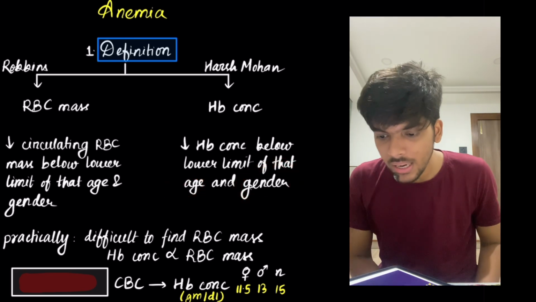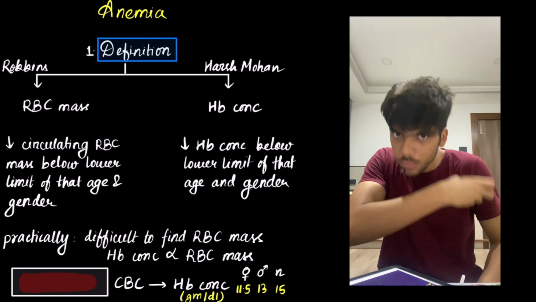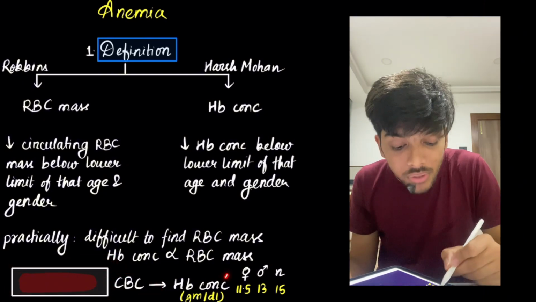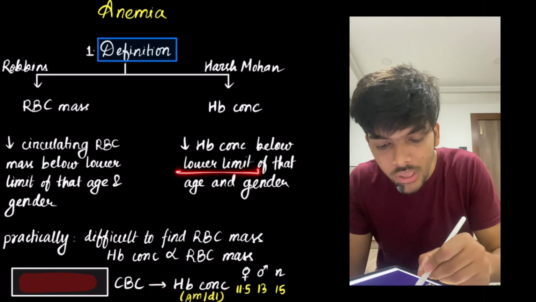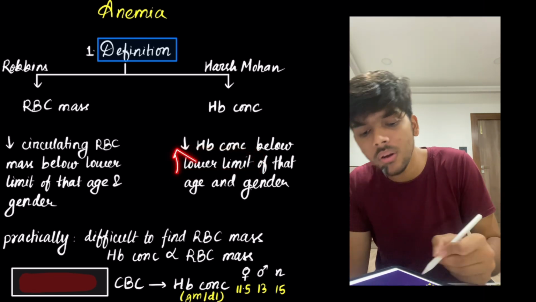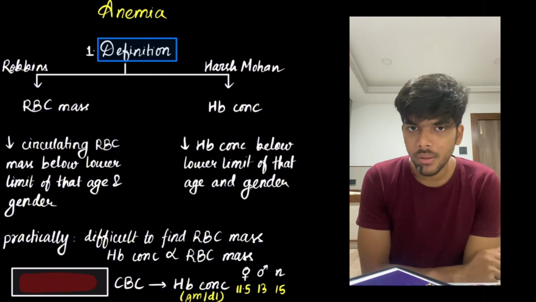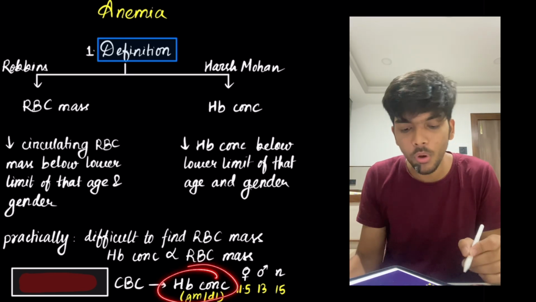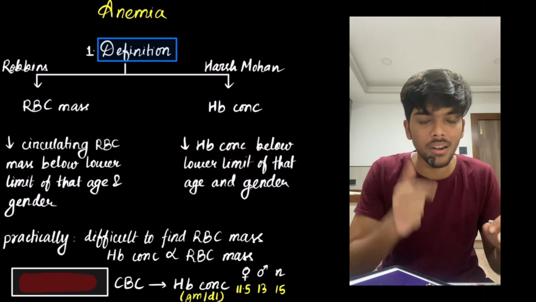For example, let's say I'm trying to diagnose whether or not a person has anemia. I take out the blood, I make a smear on the slide, I carry out a CBC, and then I find out the hemoglobin concentration. And then I compare this hemoglobin concentration with the lower limit. If it is less than the lower limit, the person is anemic. If it is more than the lower limit, the person is not anemic. However, how do I know the lower limit? In order to compare the hemoglobin concentration with the lower limit, I need to know the age of the person and the gender of the person.